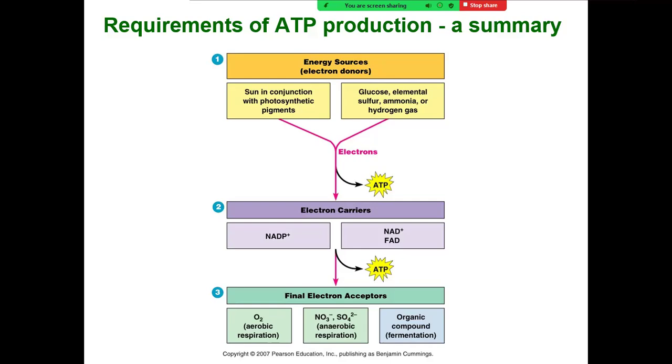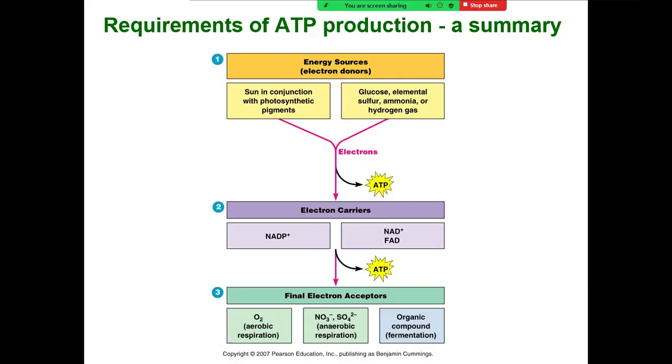And then the electron will reach a final electron acceptor. In aerobic respiration, the final electron acceptor is oxygen. In anaerobic respiration, the final electron acceptor is a molecule other than oxygen. For fermentation, the final electron acceptor is an organic compound of fermentation. And it doesn't have this here. I'm not sure why not. The final electron acceptor in cyclic photosynthesis is chlorophyll, the molecule where the electron started from.